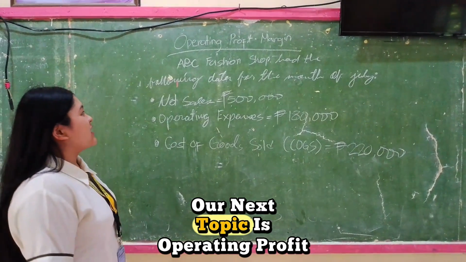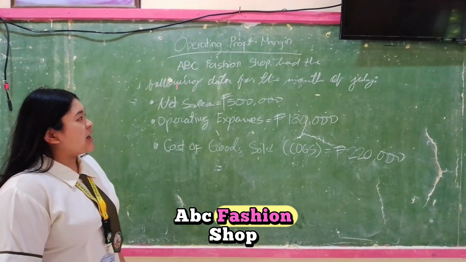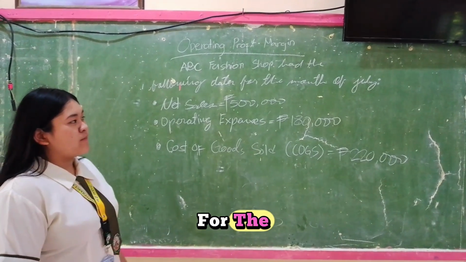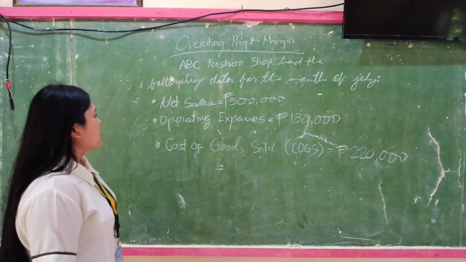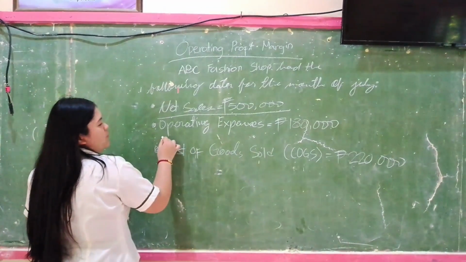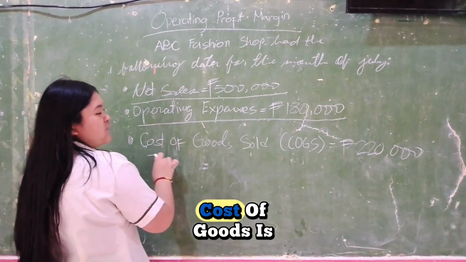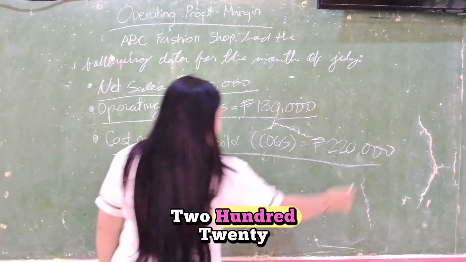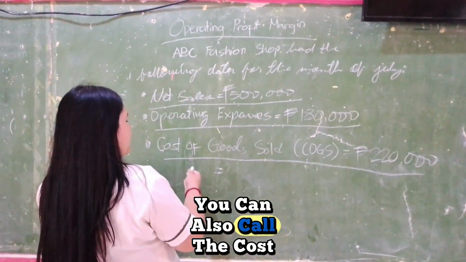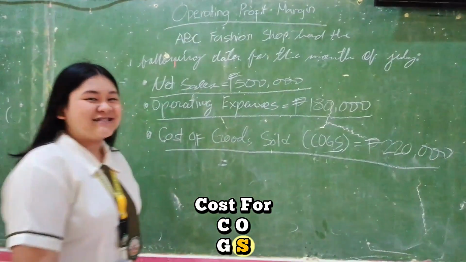Our next topic is operating profit margin. ABC Fashion Shop had the following data for the month of July. Here's the net sales, 500,000 pesos. Operating expenses is 180,000 pesos. Cost of goods is 220,000 pesos. You can also call the cost of goods sold COGS.